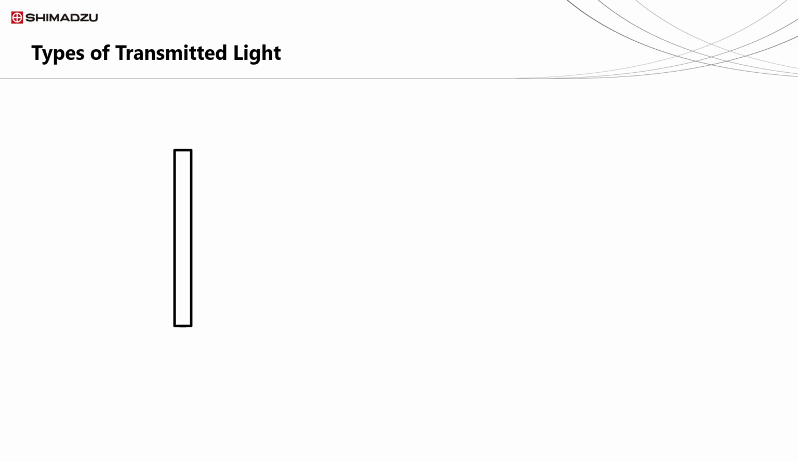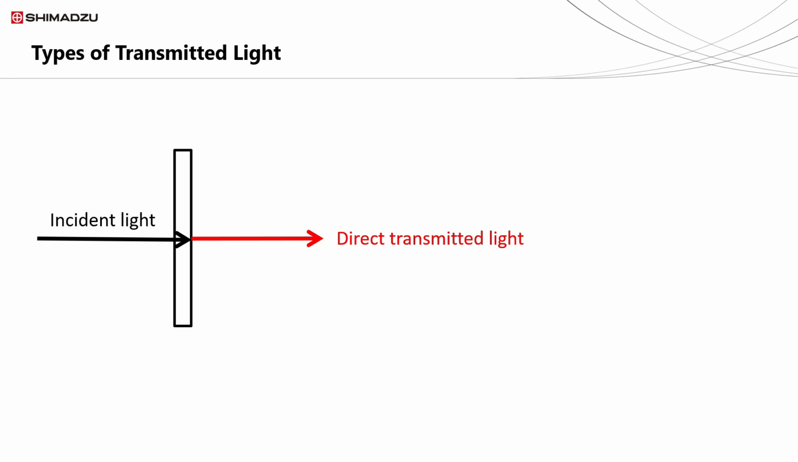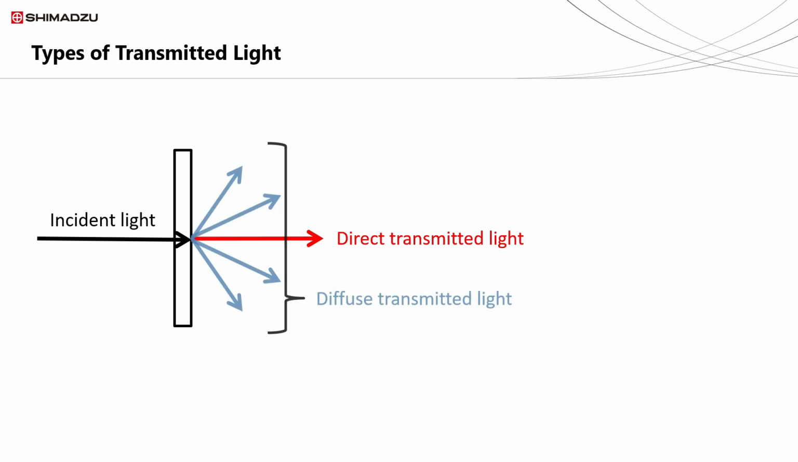There are several ways light interacts with a sample. It can pass through the sample at the same direction it travels towards it, causing direct transmitted light. It can also pass through in a different direction due to refraction and scattering, causing diffuse transmitted light. The sum of both types of transmitted light is known as total transmitted light.